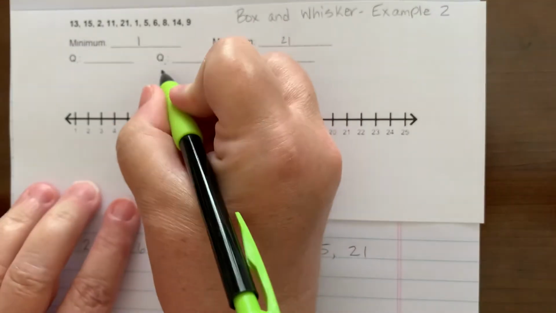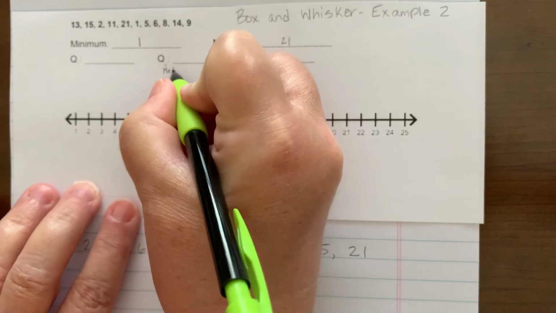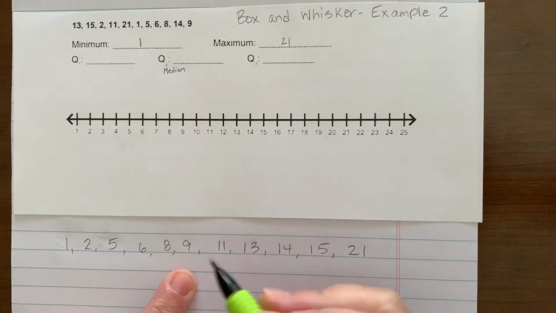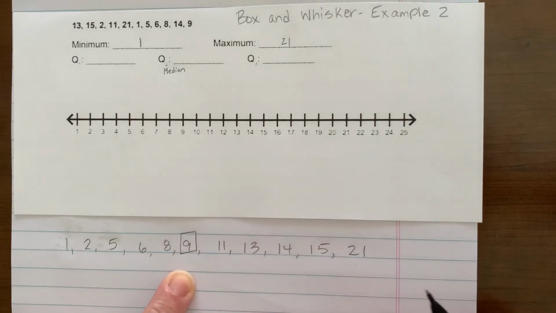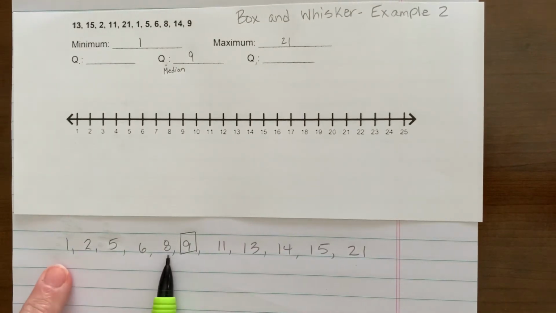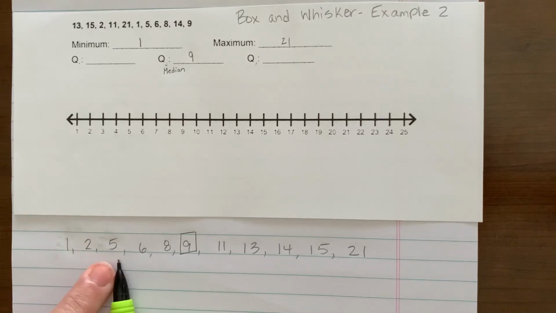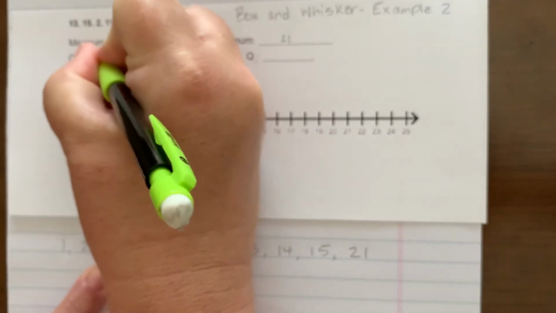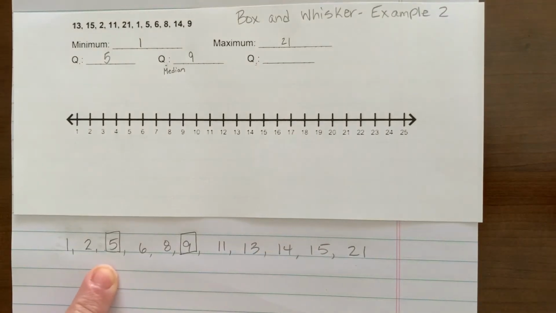Then I'm going to find quartile 2, which is my median. So I'm going to count myself in here, count myself in, and I find out that the number 9 right here, and I'm going to put a box around it, is my quartile 2 or my median. And now I'm going to look at the values to the left of the 9 to find that quartile 1 number. So I've got 2 numbers here, 2 numbers here, and I end up with a quartile 1 value of 5. So that's going to be the beginning of my box when I graph it.